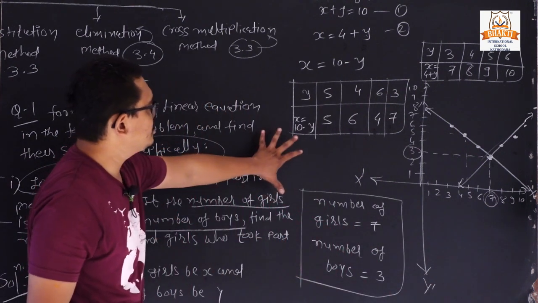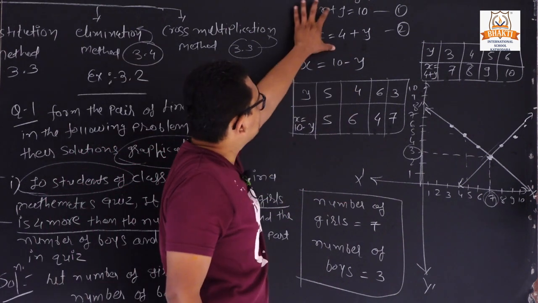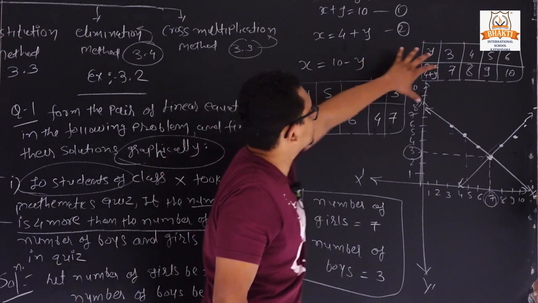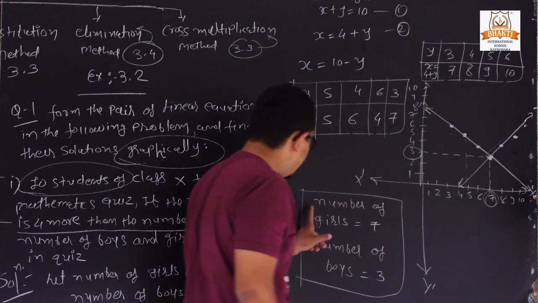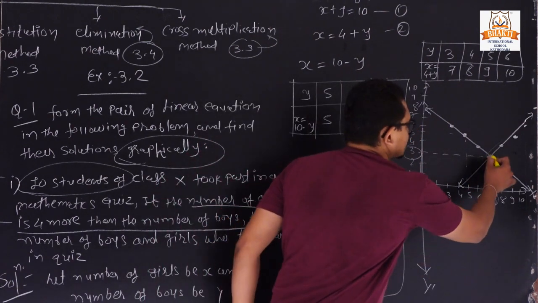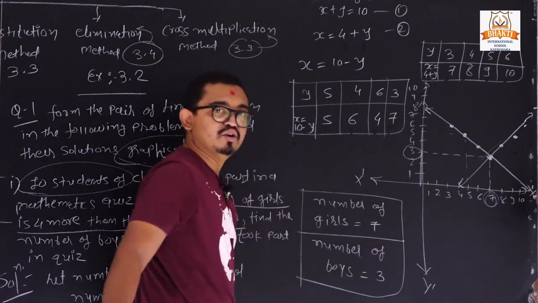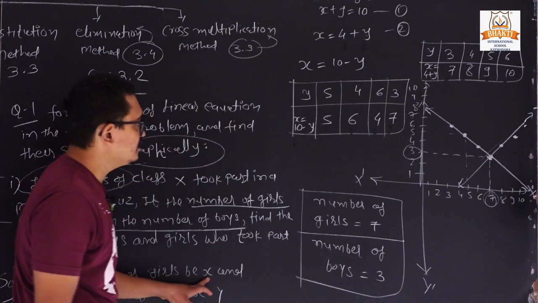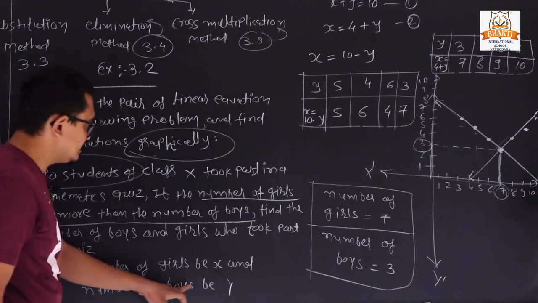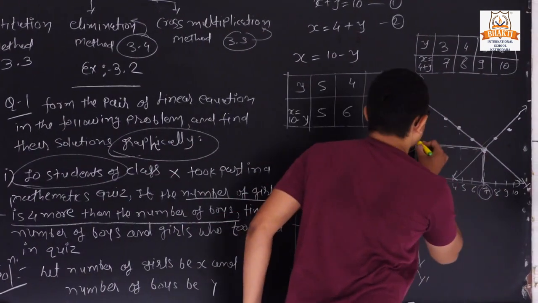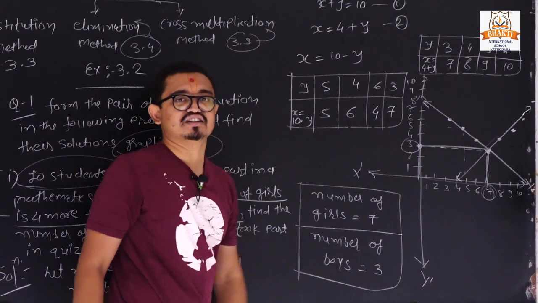Clear? So in this method you can remember one thing. First of all we have 2 equations. From these 2 equations we can make the solution table, and then we can draw its graph. From this graph we can directly find one intersecting point, and this intersecting point indicates what? Number of girls and number of boys. So number of girls, we can assume x. So what is our x coordinate here? It is 7, and number of boys is y, so it is 3. Clear? Y coordinate, it is 3. So from that graph we can find its solution.